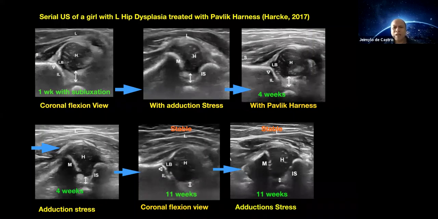In fact, it stabilizes over time when we use the correct method of putting the harness in place, in order to help the patient with hip dysplasia recover from what seems to be a subluxed or dislocated hip. So you can see all the progression here over time: 1 week, 4 weeks, and 11 weeks, okay?